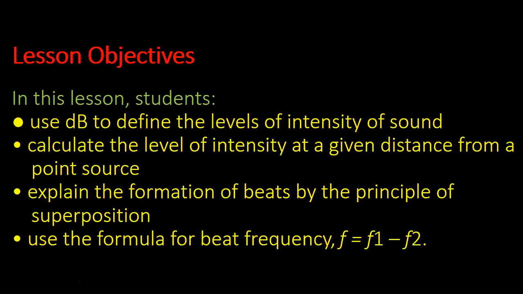For the lesson objectives, in this lesson, students use the decibel (dB) to define the level of intensity of sound, calculate the level of intensity at a given distance from a point source, and explain the formation of beats by the principle of superposition. Use the formula for beat frequency, where f equals f1 minus f2.